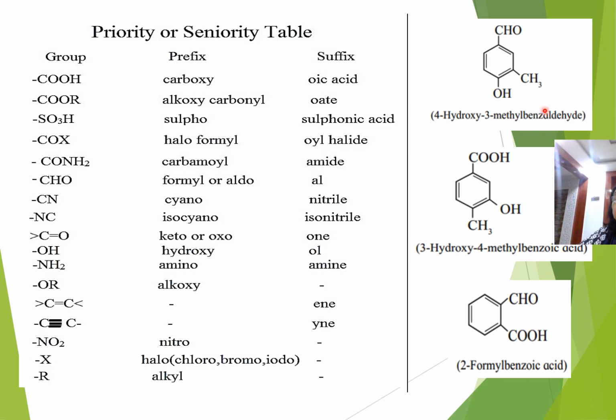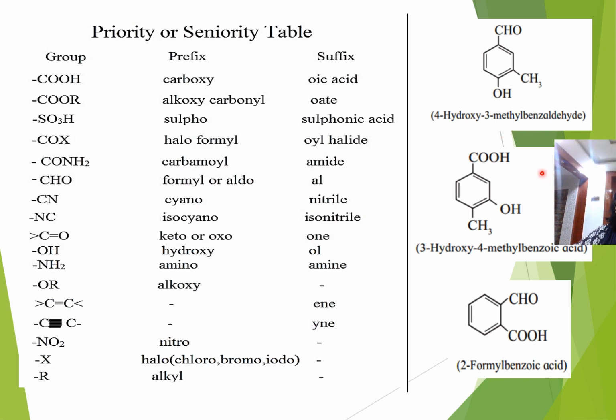So if you have this benzene to which a CHO group is attached, CH3 is attached, and OH is attached, which group is given preference? The CHO group. So the parent chain is benzaldehyde. Then in benzaldehyde, if you start numbering from here, 1, 2, 3, 4, on the third position it is a methyl group, and on the fourth position it is a hydroxy group. So 4-hydroxy-3-methylbenzaldehyde.